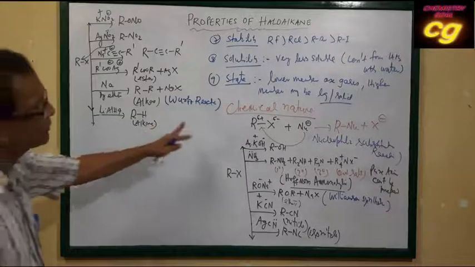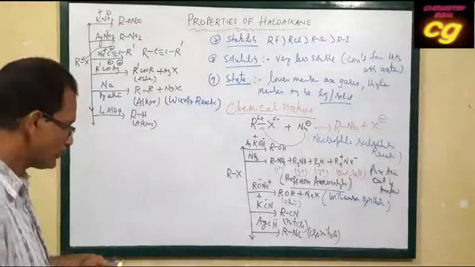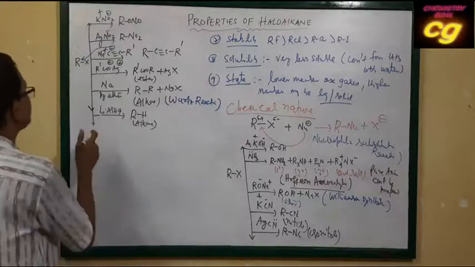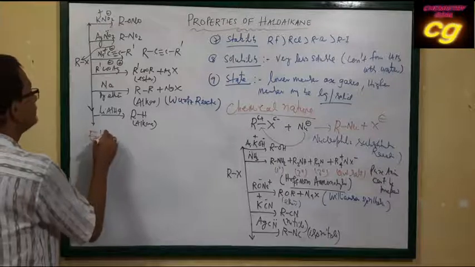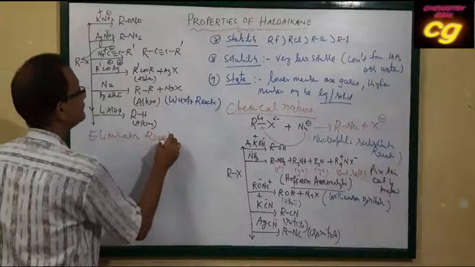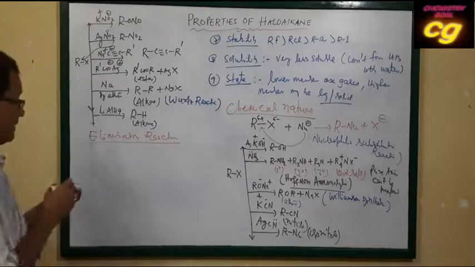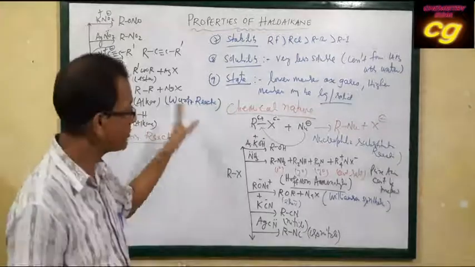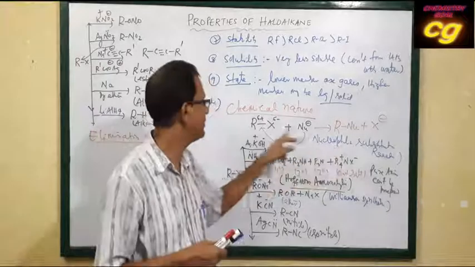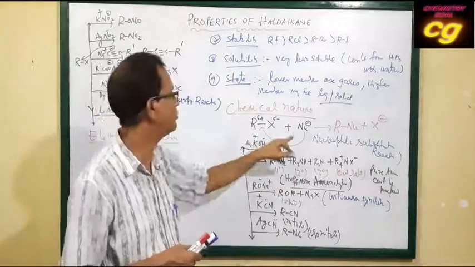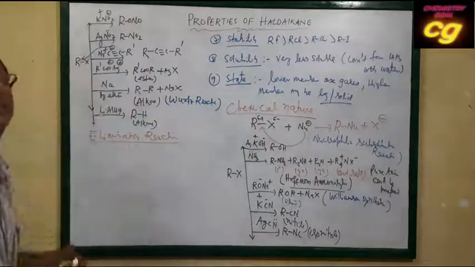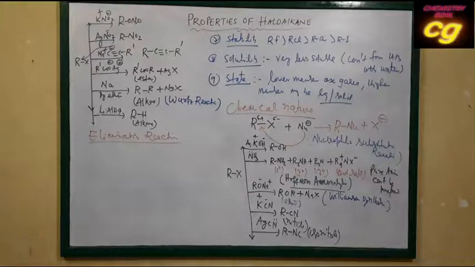But other than nucleophilic substitution reaction, haloalkane also shows elimination reaction. Very important. If anybody asks what type of reaction is shown by haloalkane? Haloalkane shows nucleophilic substitution reaction. Why? Because R carries partial positive charge, so the nucleophile attacks R. But excluding this one, it also shows elimination reaction. Elimination means some group will be eliminated from this.